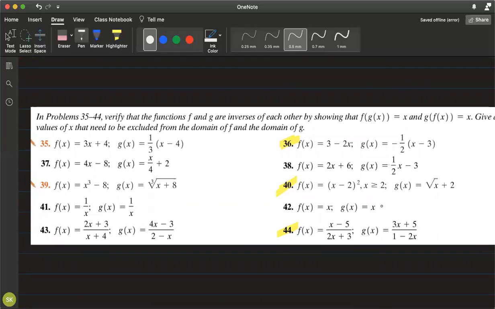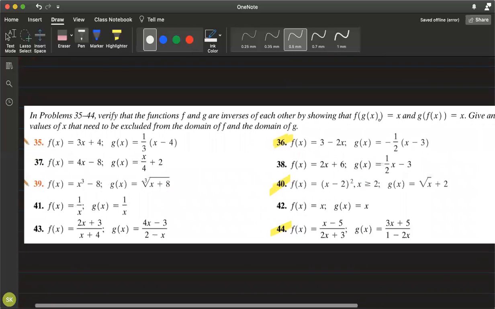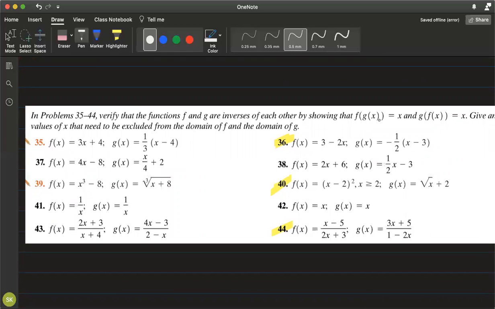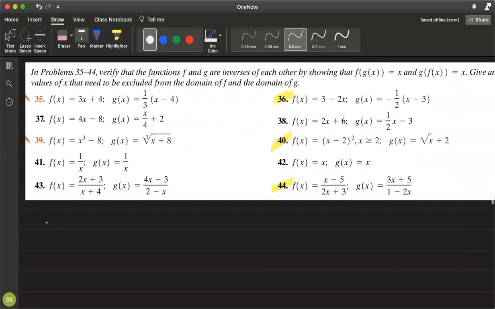For these problems, I want to verify that the functions f and g are inverses of each other by showing that the composition is equal to x, and give any values of x that need to be excluded from the domain of f and the domain of g. So I've highlighted 36, 40, and 44.